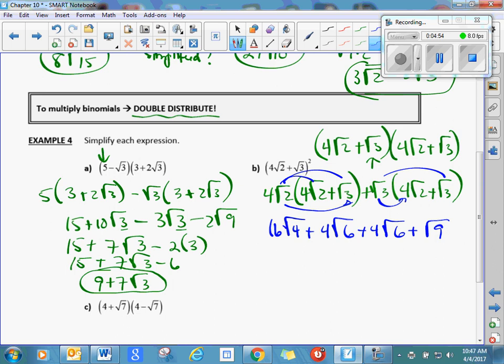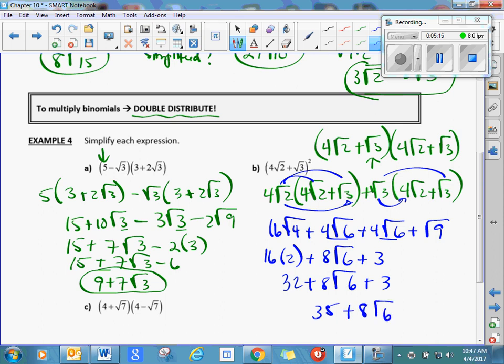And now we're going to clean it up further. 16 times 2. Radical 4 is 2. Plus 8 radical 6. I've got 4 of them here and 4 of them here, plus 3. So we get 32 plus 8 radical 6 plus 3, which is 35, plus 8 radical 6.